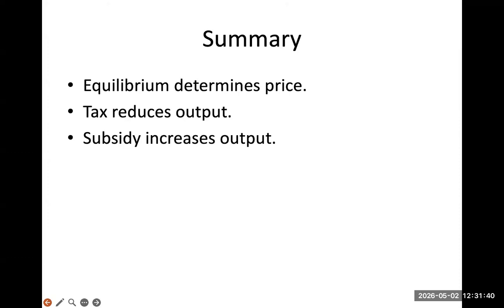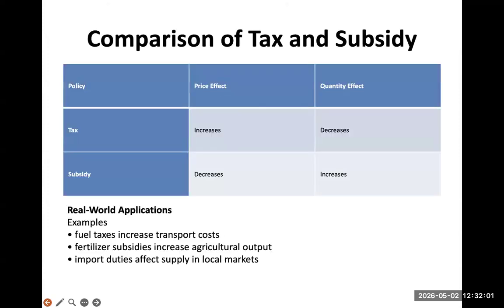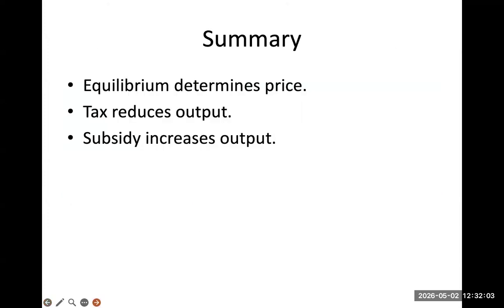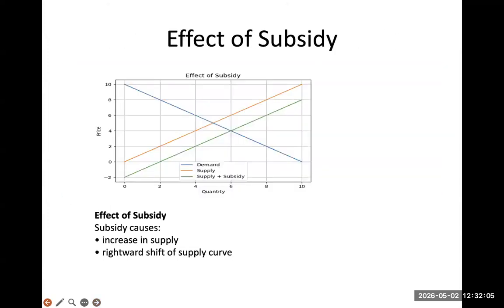If I use the upward shift for tax, can I use downward shift as a term for subsidy? Is it okay? No, you can't. Okay, because I'm thinking maybe if there is an upshift, then probably there is a downshift.